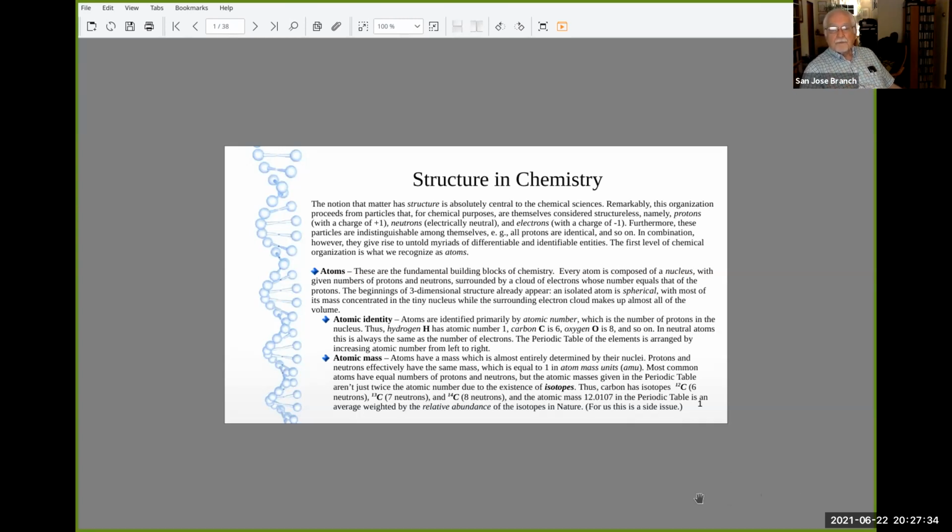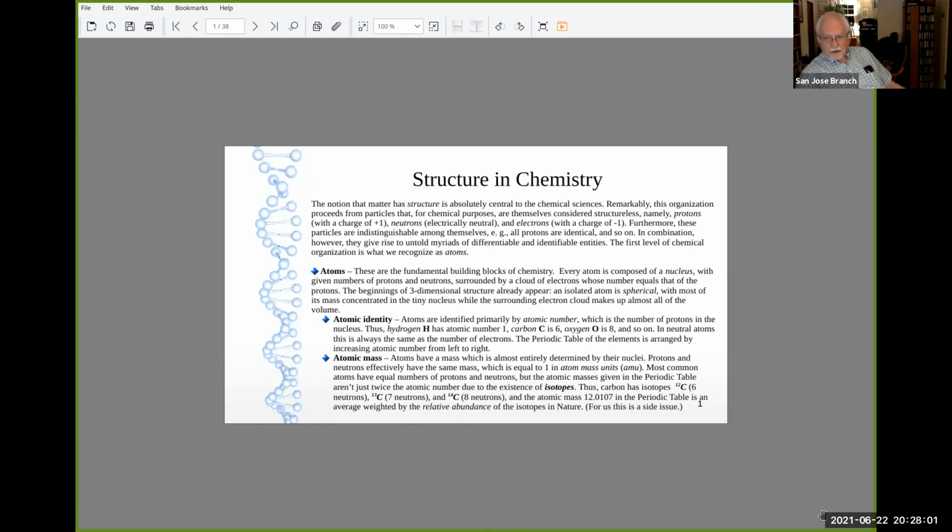Carbon-13 has an additional neutron, so it's got 7 neutrons and a total atomic mass of 13. And carbon-14, which you are most probably familiar with in terms of carbon-14 dating, has 8 neutrons, and that makes it unstable. That's why it's a radioactive isotope of carbon.